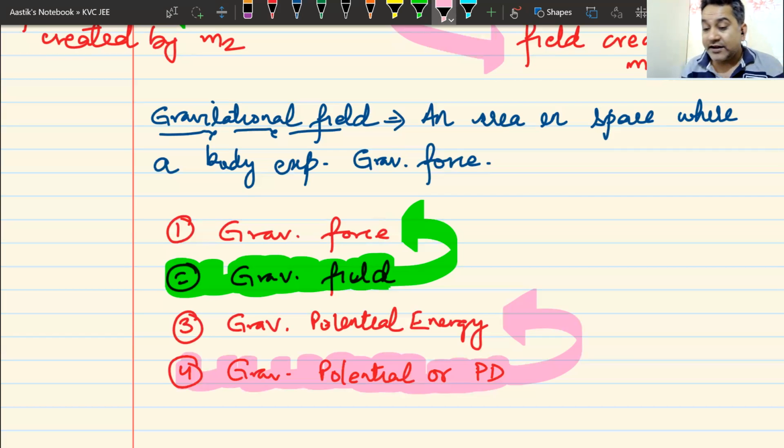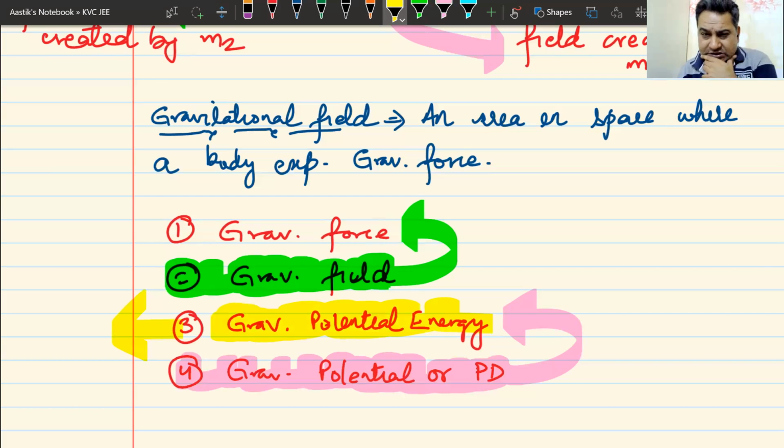That ability is known as gravitational potential energy. This energy it has acquired is because of its position where it is placed. That is known as gravitational potential energy. Am I clear? That is gravitational potential energy. But now the question comes, then what is gravitational potential?